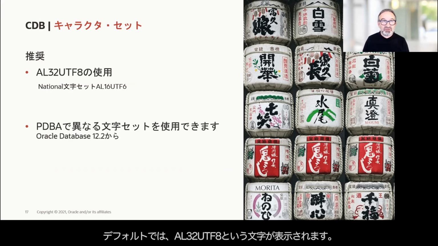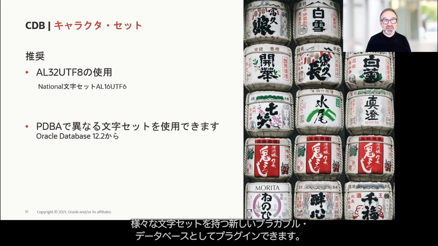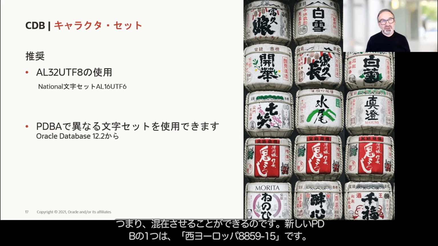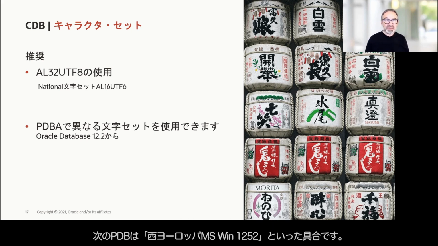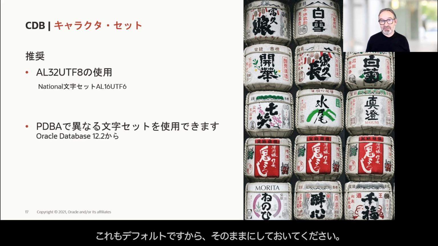By default, it will have the character set AL32UTF8. And this is also a strong recommendation because since 12.2.0.1, this allows you to plug in non-CDBs as new pluggable databases with various character sets. So you can mix. One of your new PDBs could be Western European 8859P15. The next one could be Western European MS-Win 1252, and so on. So you can mix all the variety of character sets as long as your root container is AL32UTF8, and this is also the default. So just keep that.